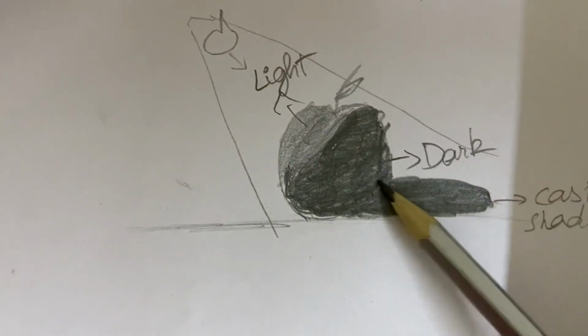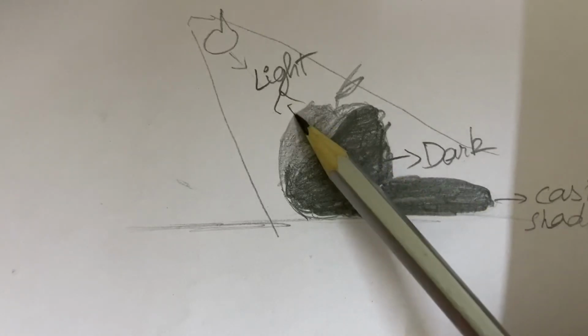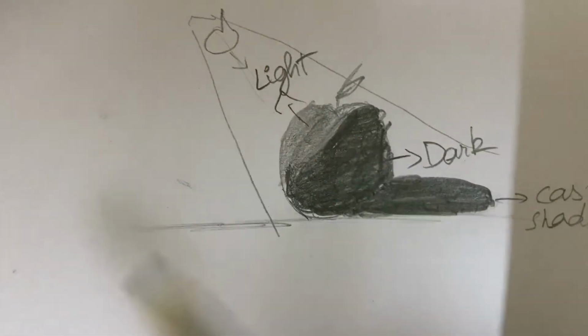So this is the dark area, this is the cast shadow, this is the light area, and this is where the light comes from. That was just a short video to make sure you know about the light and dark areas.